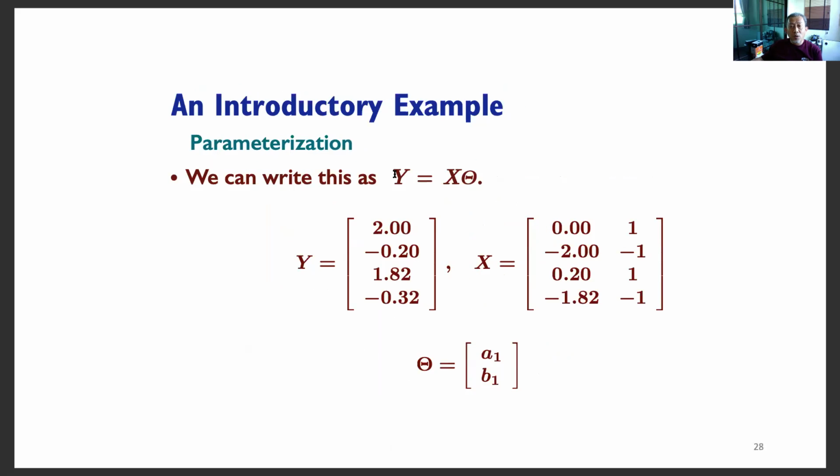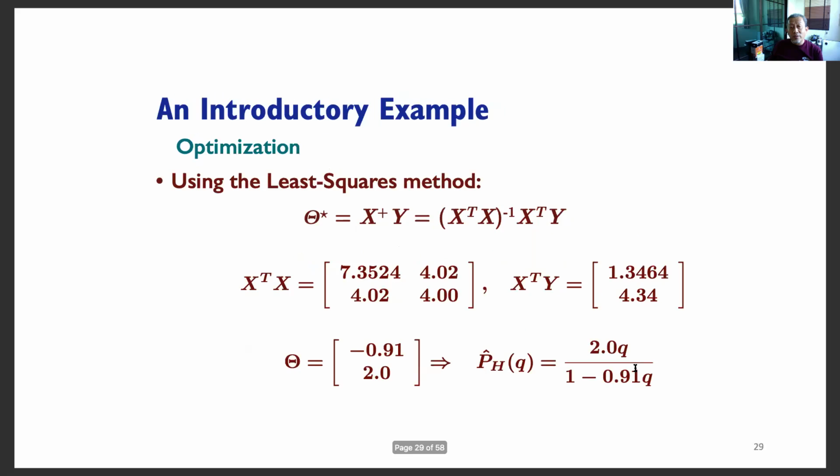So the equation here, y is equal to x theta. This is your y, and this is your x, and this is your theta. This is our target, to find the parameters A1 and B1. Using the least square formula that I showed you before, theta is equal to x transpose x inverse x transpose y. So you do the multiplications and find the value of theta, which is minus 0.91 for A1, and 2.0 for B1.